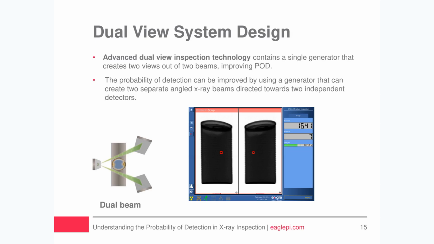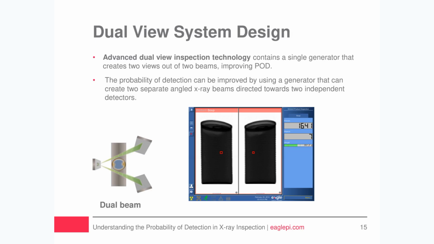Advanced dual view inspection technology contains a single generator that sits at the side of the conveyor and creates two views out of two beams, which are angled away from each other 45 degrees apart. The beams strike two separate detectors, meaning every can or product is imaged twice. Each image represents a different viewing angle, which increases the coverage inside the container and significantly improves probability of detection in the body of the product, as well as on the sidewalls. This also provides two chances at detecting contaminants, as both views are inspected simultaneously.